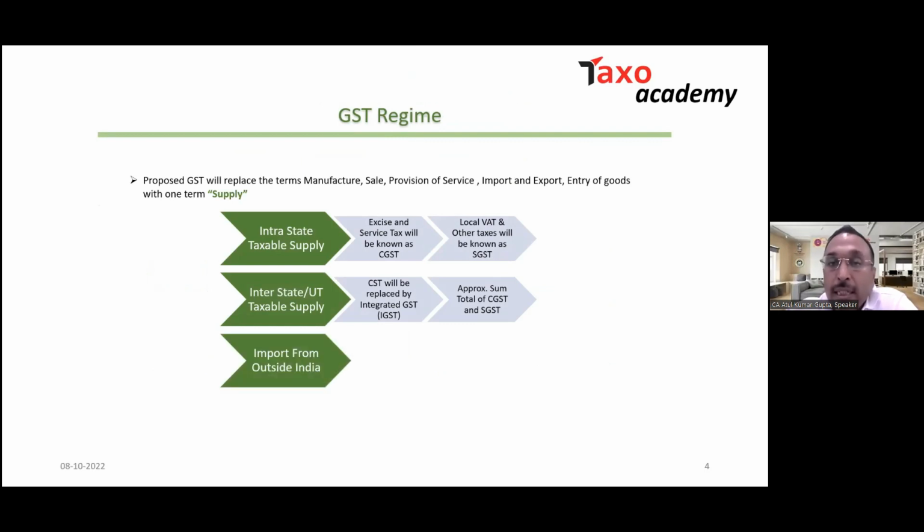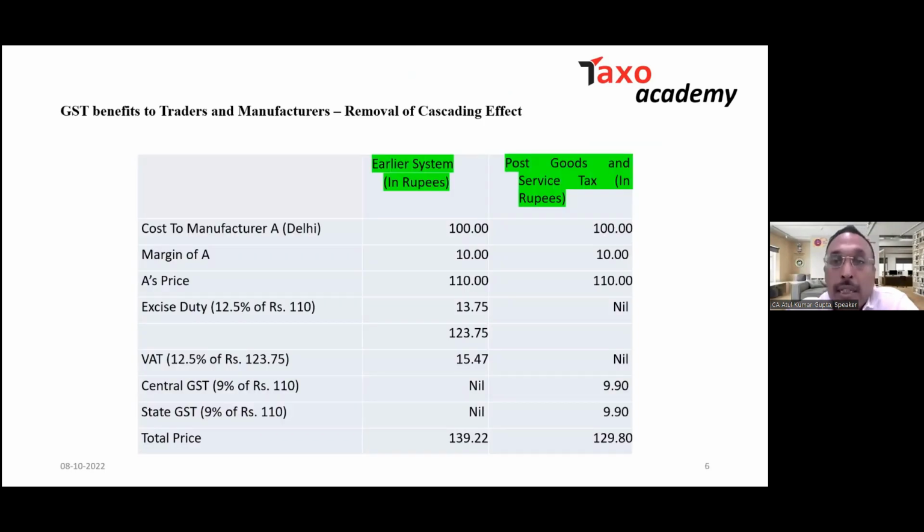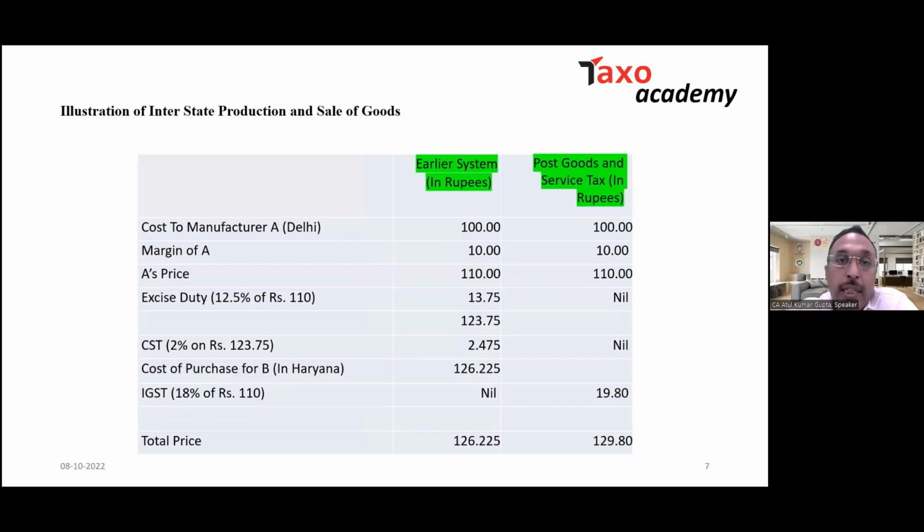If it is intrastate, CGST plus SGST will be applicable. In case of interstate, it will be the IGST. And in case of an import, customs duty plus IGST will be there. I discussed with you the benefit of the GST after the introduction: the removal of the cascading effect, meaning the tax on tax will not be there.